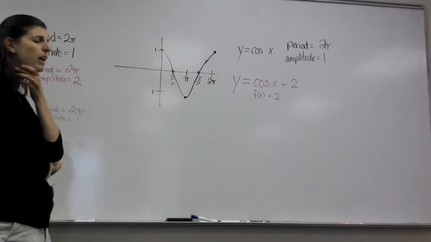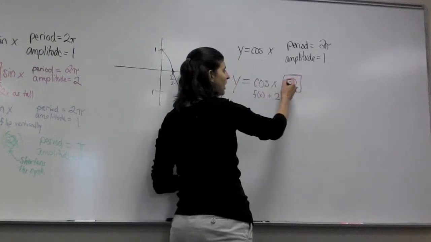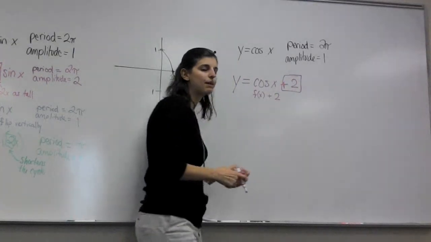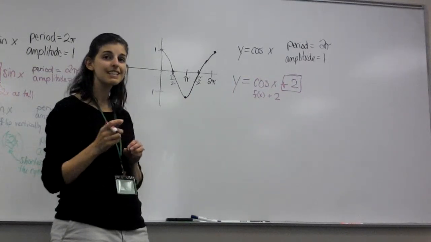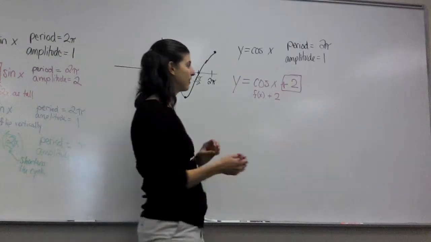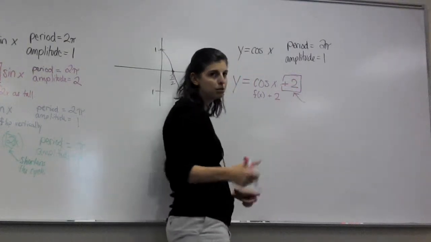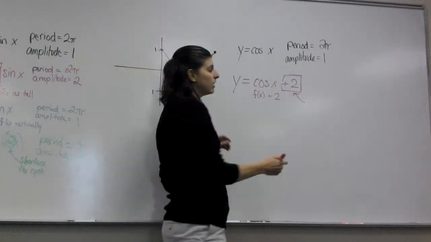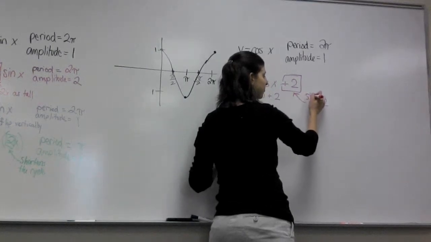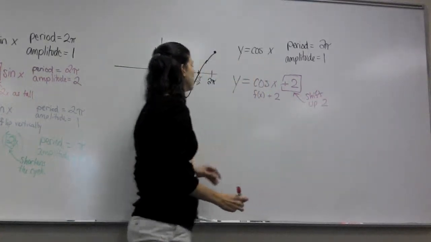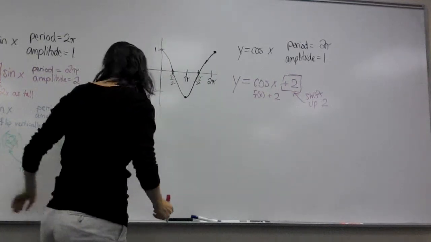So, cosine of x plus 2. Let's see. Anybody want to take a stab at it? How is this going to change my original y values? Or maybe I should say, how is it going to change my function? Jasmine? Up 2, it moves up 2. Okay, so to add to the y values moves the y values up. So you're going to shift up 2 units. We're going to take this graph and move up 2 units.